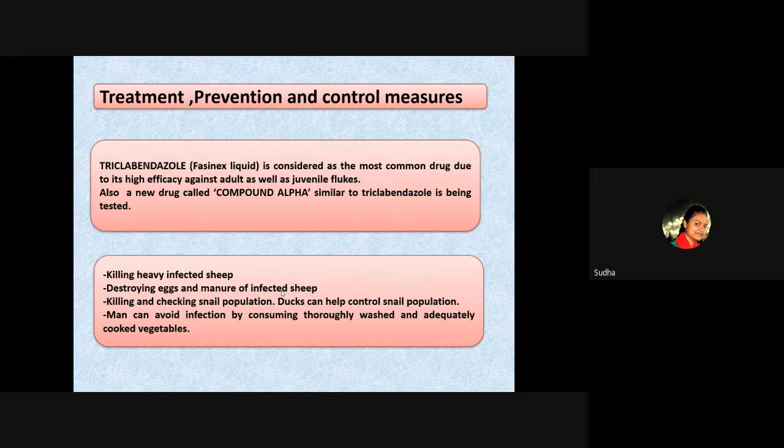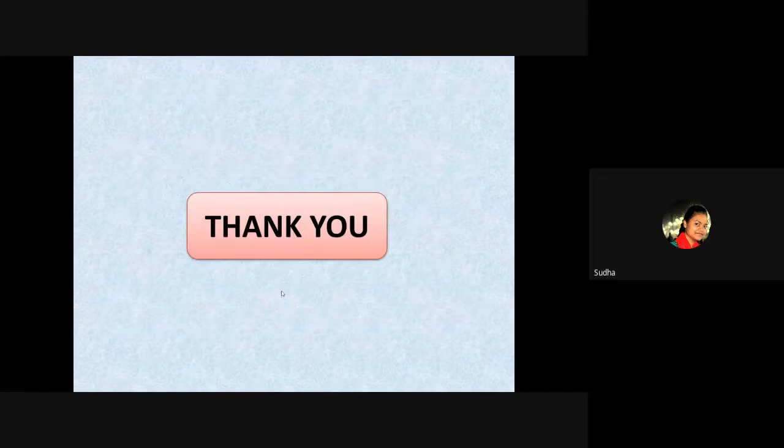Then last, man can also avoid infection by consuming thoroughly washed and adequately cooked vegetables. So if we cook our vegetables properly, if we boil our vegetables properly, then we can avoid infection also. Okay, so these are the prevention and control measures, and I hope you have understood. With this I come to the end of my lecture. Thank you very much.